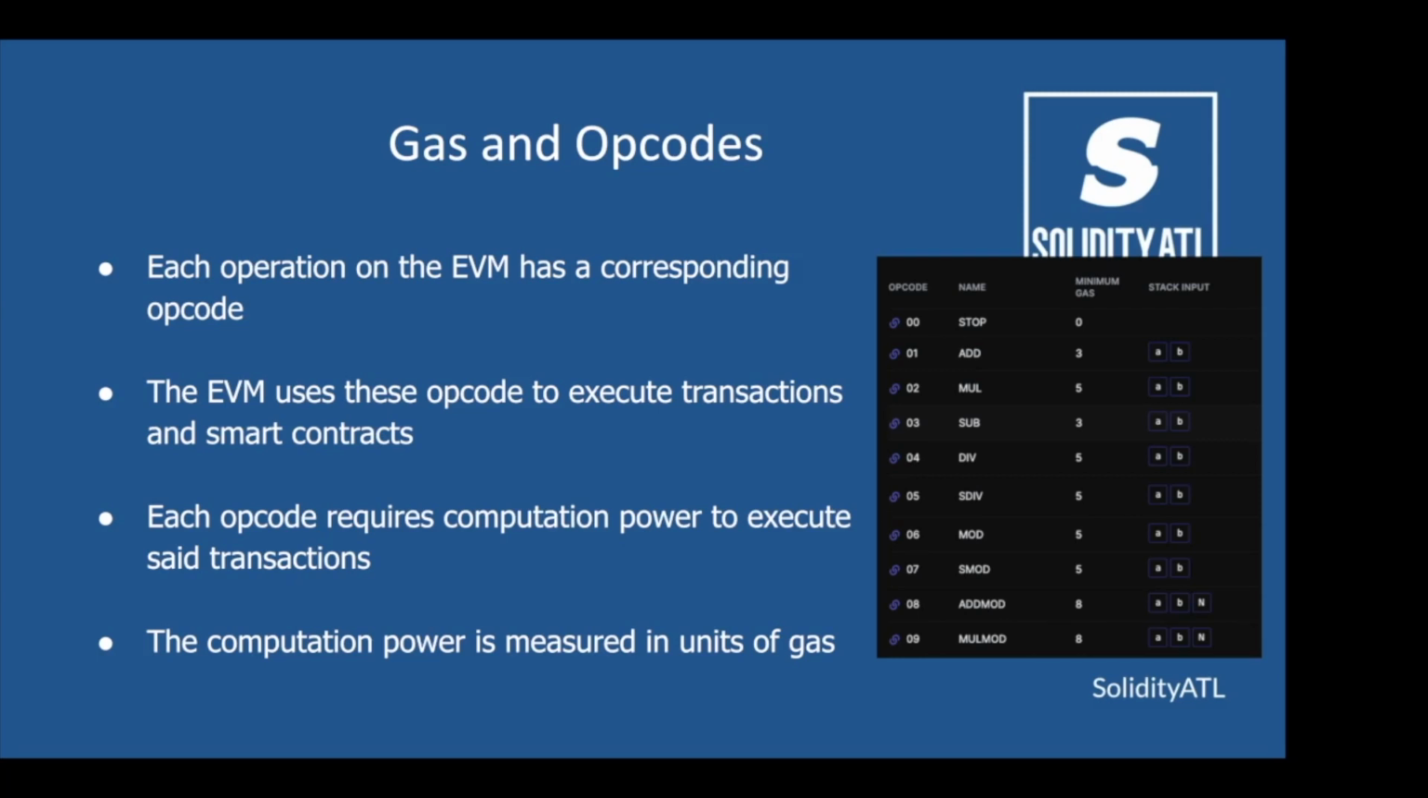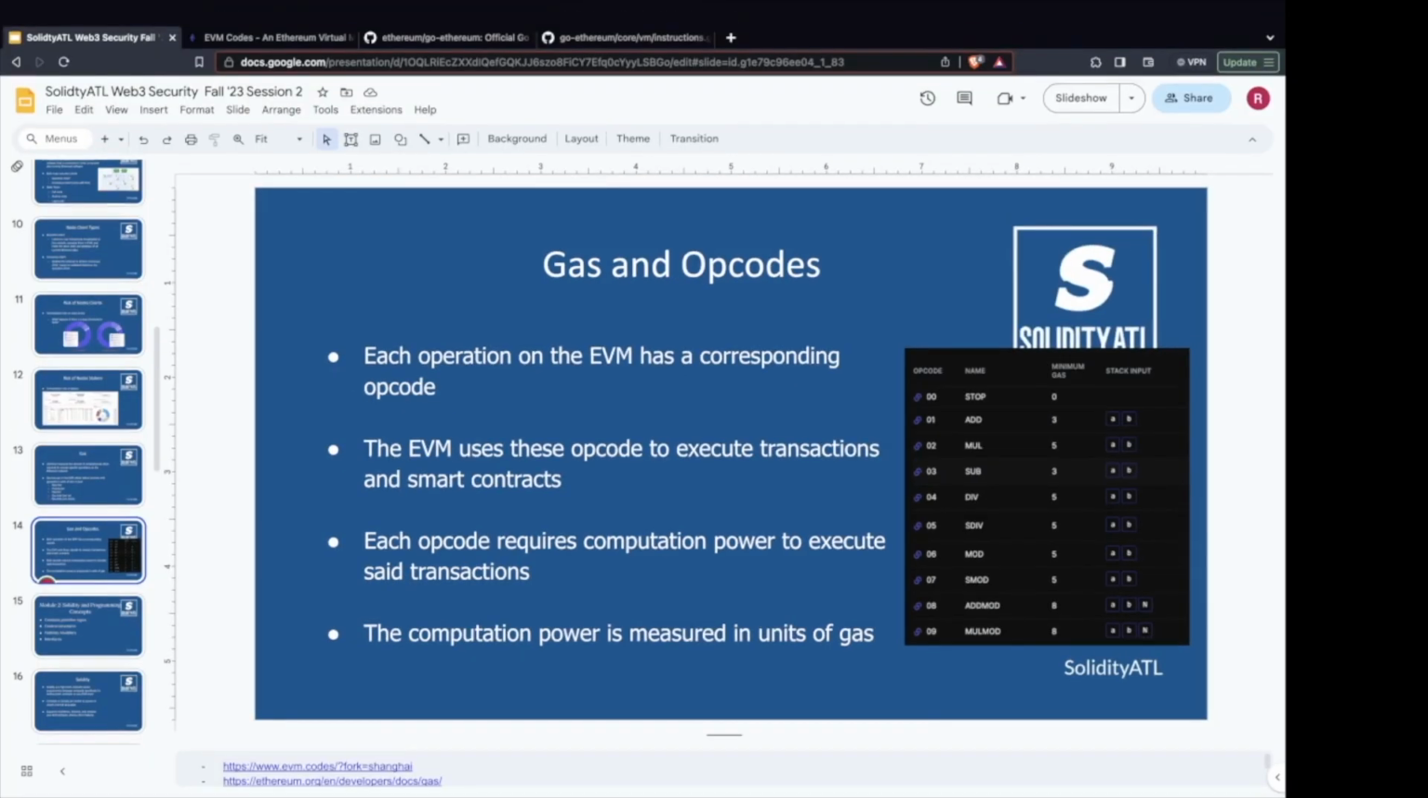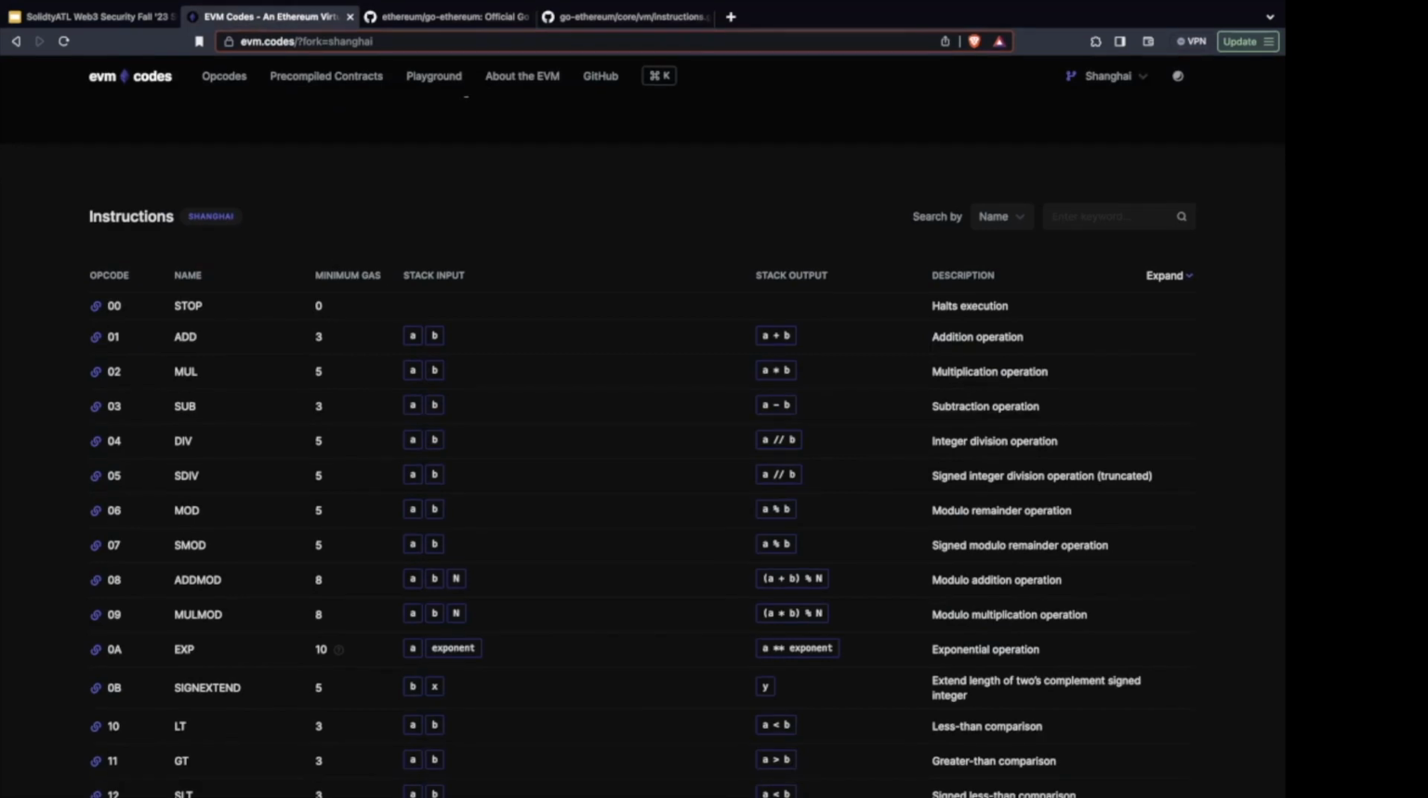From the node's perspective, this is what the node is actually doing under the hood whenever it's executing a transaction on a smart contract. Every opcode has an associated amount of gas. I really like this tool called EVM.codes, where it shows all the opcodes in the Ethereum virtual machine.